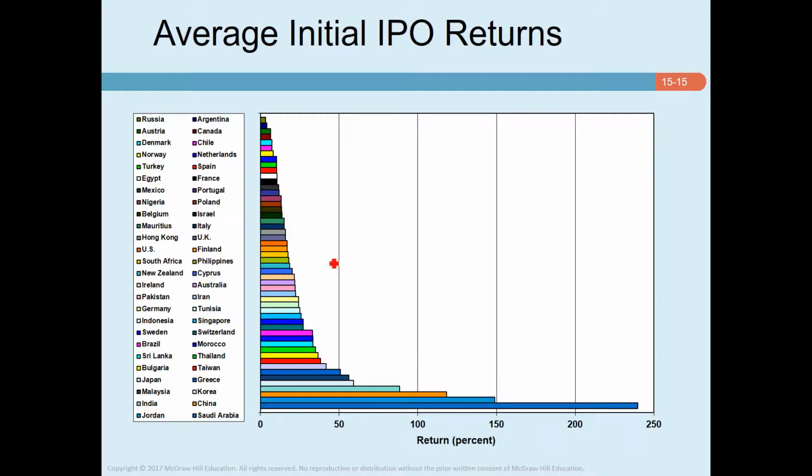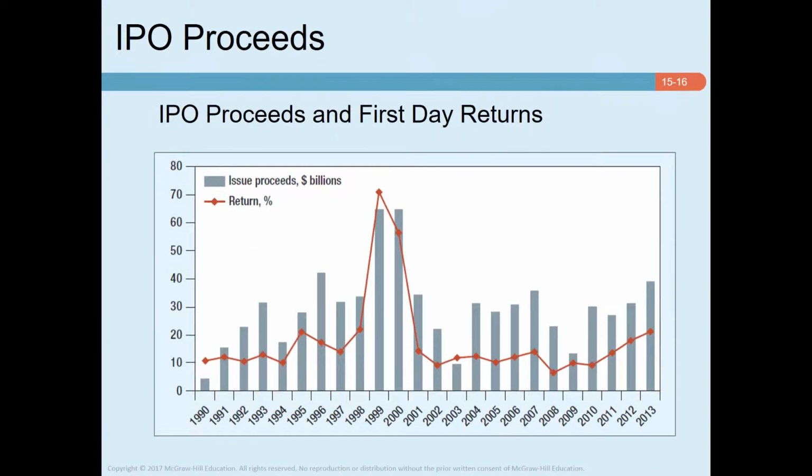And these are the average initial returns for different countries. You can see that sometimes it can be as high as more than 200%. So as an investor, you may tend to buy shares from the IPO and try to sell them immediately after the IPO to get the advantage of these exceptionally high initial IPO returns.